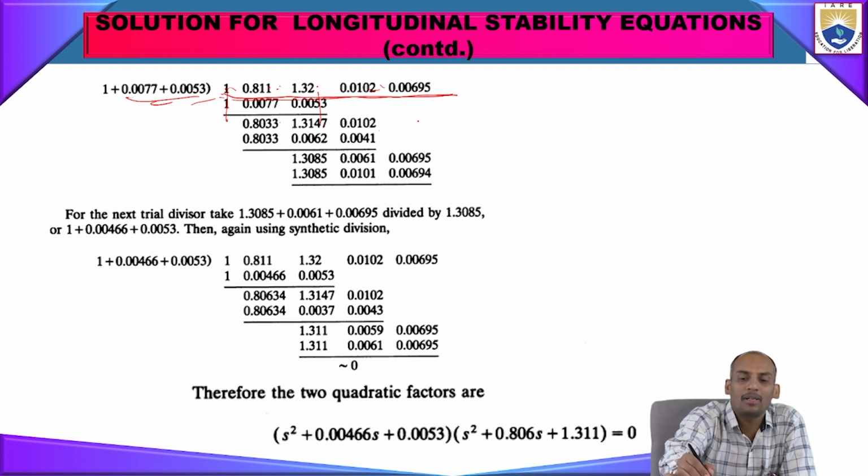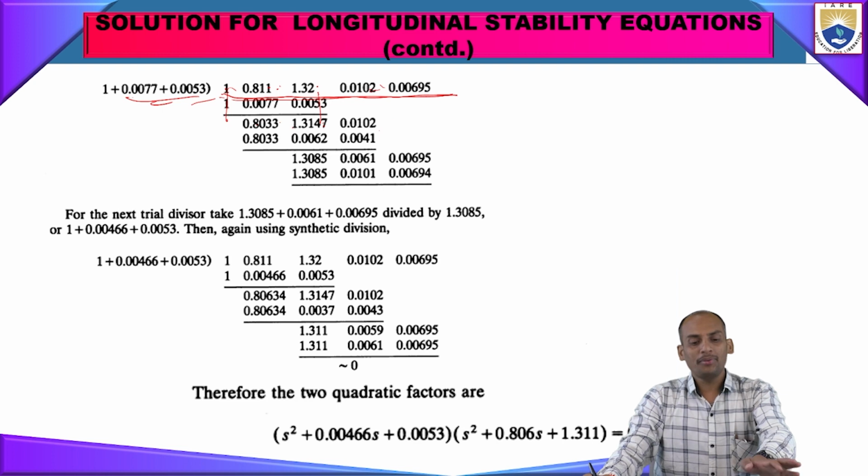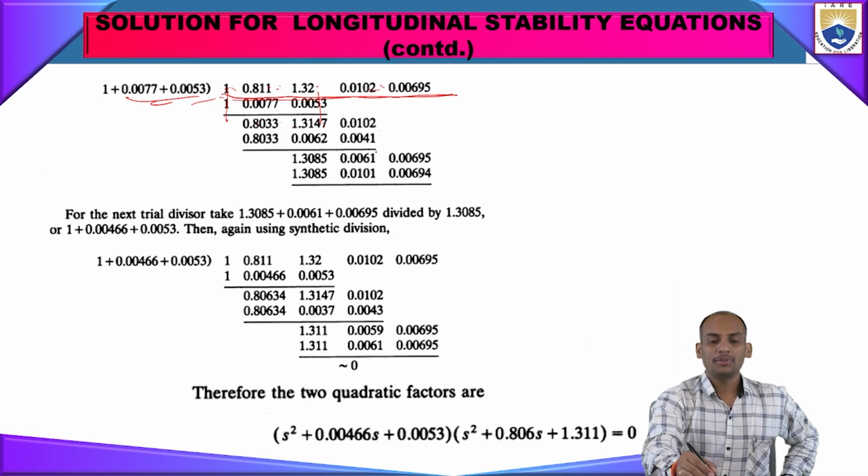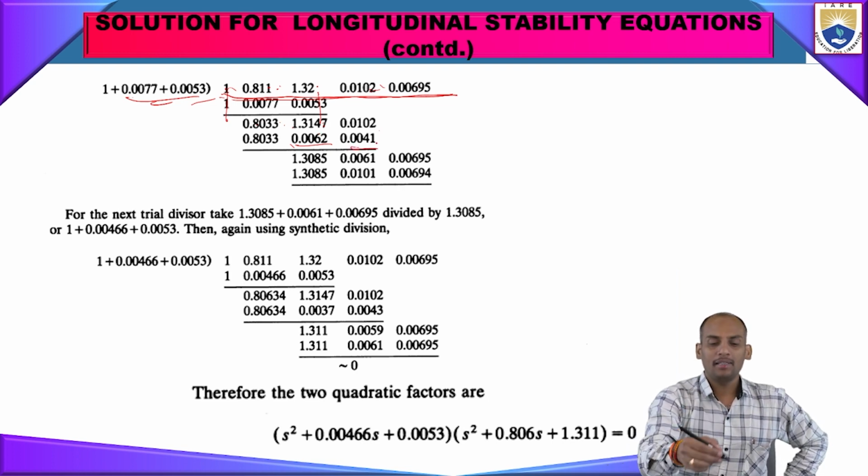After that, we do one more value. Now the division values are 0.833, 1.3147, and 0.0102. If you again multiply these values with this one and substitute here, we get 0.8033. The first value will be as it is, and the second value, if you multiply, will be 0.0062, and here it will be 0.0041. And if you divide again, we ultimately get these values.